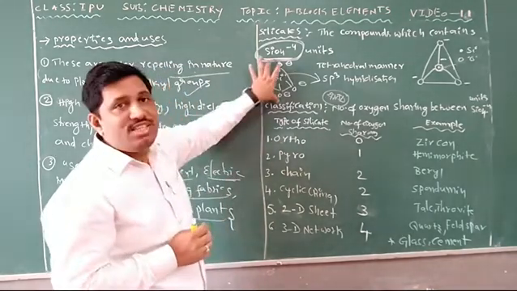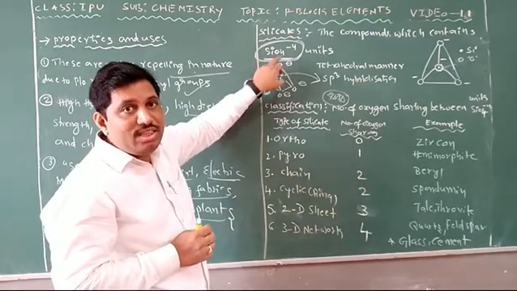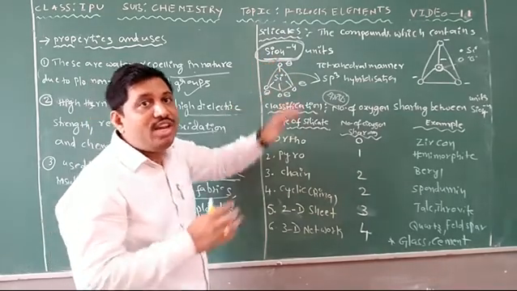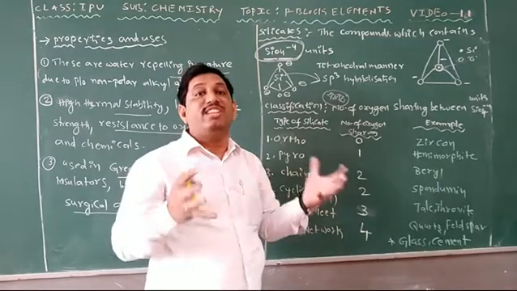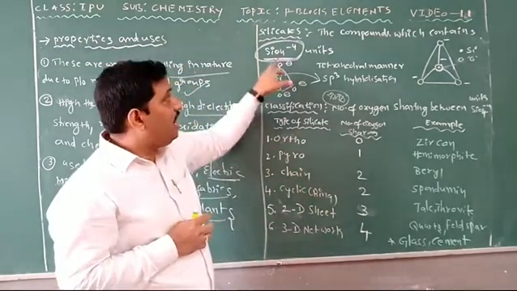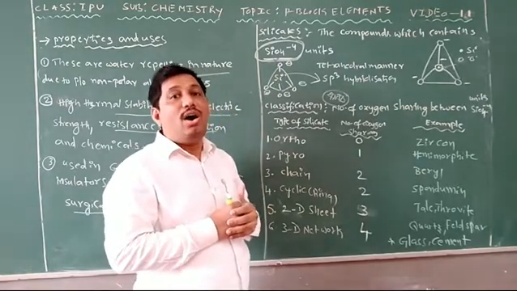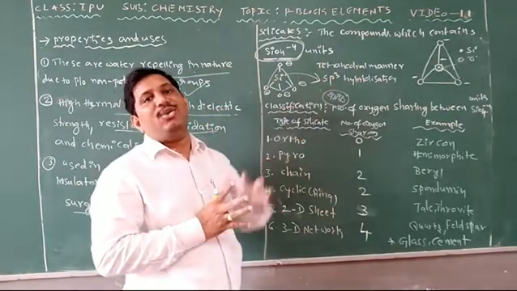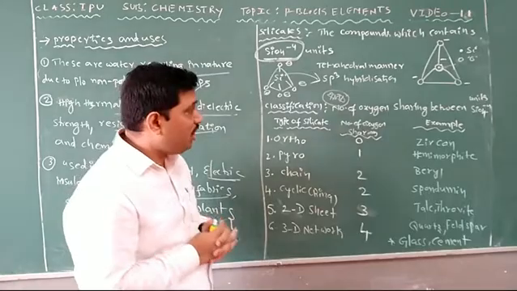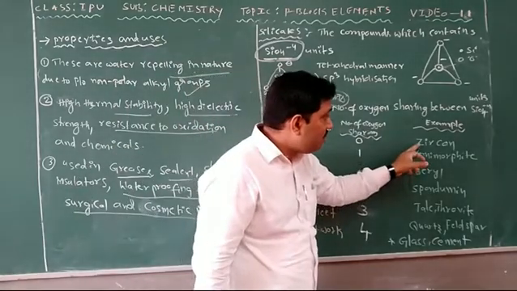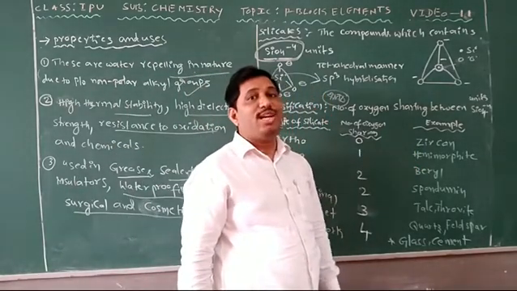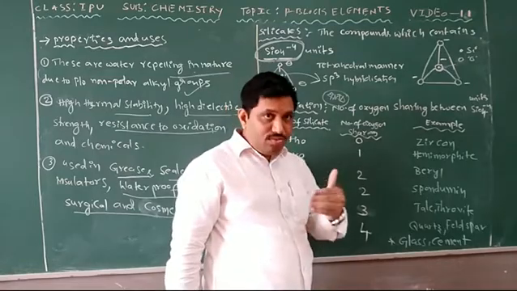For example, it is an orthosilicate. Why? Because this oxygen atom does not share any oxygen atom with another silicate unit. This oxygen atom does not share an oxygen atom with the other silicate units. For example, student, a good example is zircon. Zircon is a good example of an orthosilicate.